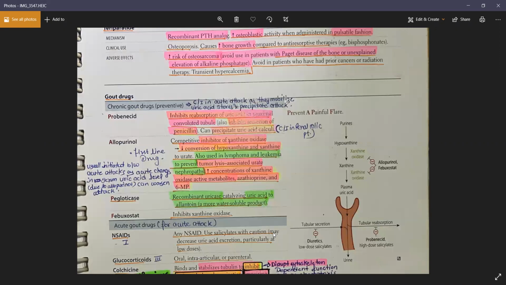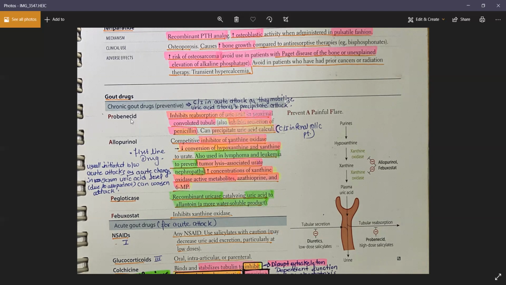Once you stabilize the patient, once you know that the patient is having a gout attack and you stabilize them, now you need to prevent future attacks. To prevent them, you need to give the patient prophylactic or chronic therapy, which could be any of these four agents. The first one is probenecid, which inhibits the reabsorption of uric acid in the tubules, and as a result, it can be excreted from my kidney.